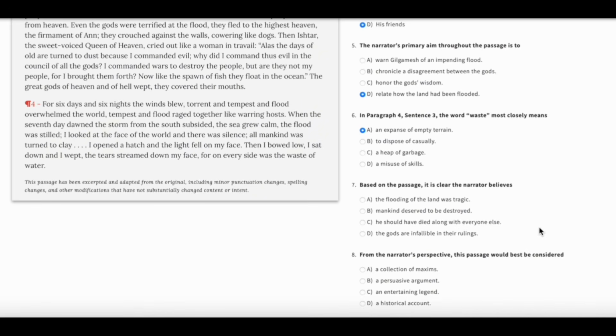D. The gods are infallible in their rulings. Let's talk about that word infallible first. You know what infallible means? Can't be wrong. Yeah. So are the gods unable to be wrong in their rulings? Does the narrator believe that? I don't know. I don't think so. Do you see any evidence for it?